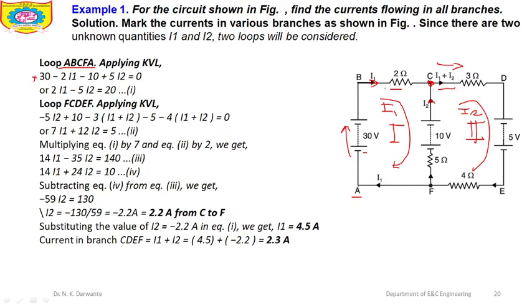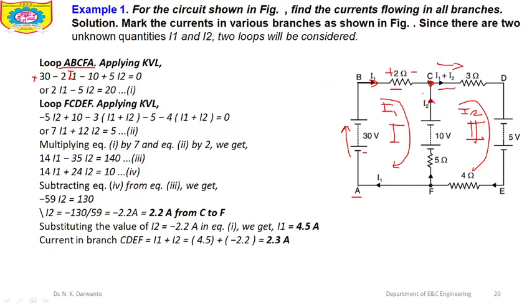As we are moving from the higher potential, here the potential is higher and here the potential is lower. Why? Because the current is dropping. As we are moving from high potential to lower potential, we have to use the negative sign. Then here, minus 2 I1. This is the I1 value.